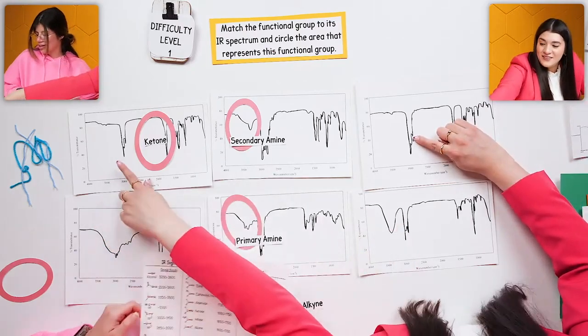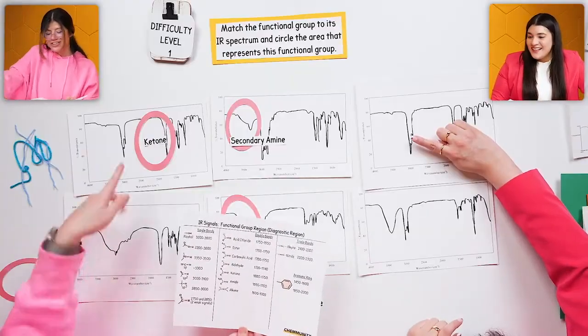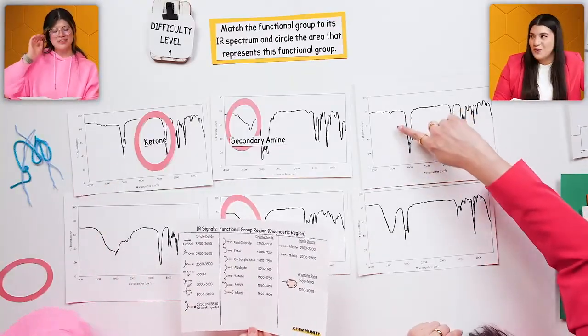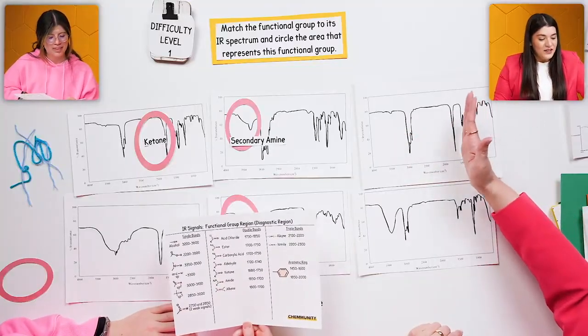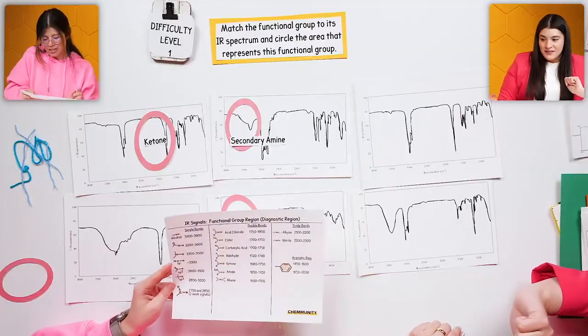Let's go back to the ketone. The 3,000 range, what was this? Oh, I see. Yes, we are getting fooled. It's just telling me it's sp3 hybridized, just an R group. Now I can again look at that strong one, and that one is a little bit more than 1,500.